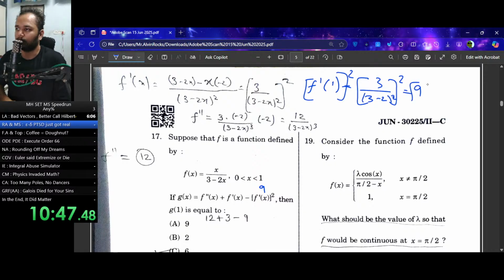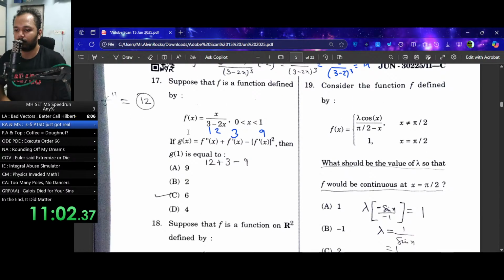Just take the square root. So that's going to be 3. And f double dash is this. Put x is equal to 1. This is 1 over 3 minus 2 cube, which is 12. 15 minus 1, so that is 6.